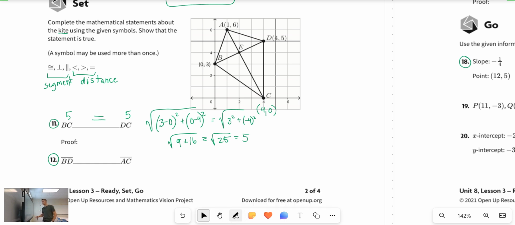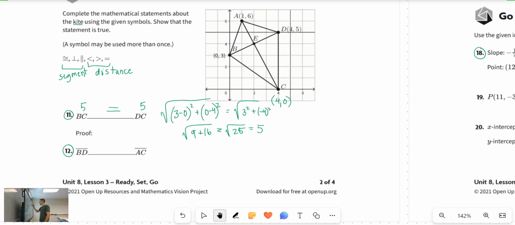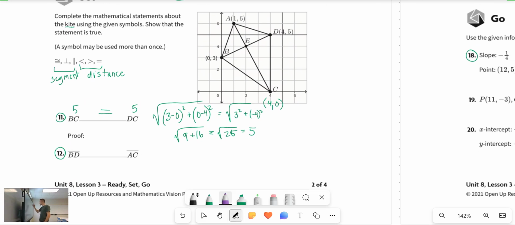BD and AC, and now we're looking at segments. Now we're looking at segments, right? Because there's the little line on top. It's segment BD and segment AC. So BD, oh, hang on. BD is here, and AC is here. All right, so we're looking at these two. So segment BD and segment AC.